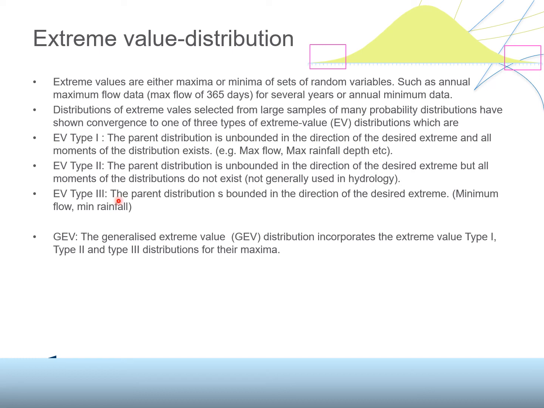And for type 3 distribution, the parent distribution is bound in the direction of the desired extreme. For example, rainfall, the minimum rainfall, they are bounded like zero. Zero is the lower bound, right? You cannot have less than zero. So that is the lower extreme, and it has a bound. And in those situations, we use type 3 distribution.